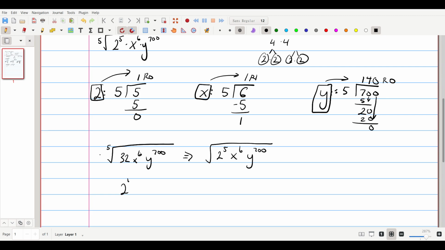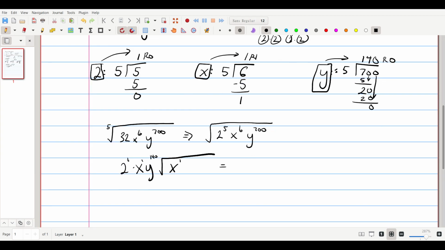Okay? How many x's are on the outside? 1 is. So we put 1 x on the outside. How many x's on the inside? So now that we have something greater than 0, we're going to put 1 x on the inside. Okay? How many y's are on the outside? Well, 140. So we just write 140 as the power. And how many y's are on the inside? None, so we don't have to write anything.